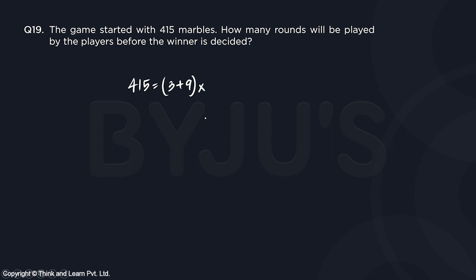33 is 406 and 408. So this is going to be into 34. So 12 into 34 is going to be 408, and then we will be left with 7. So this would mean 34 rounds and the 35th round.